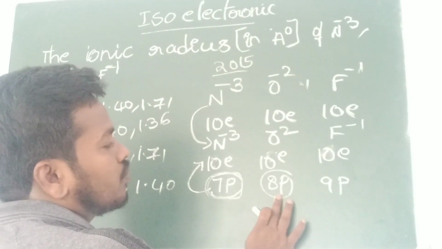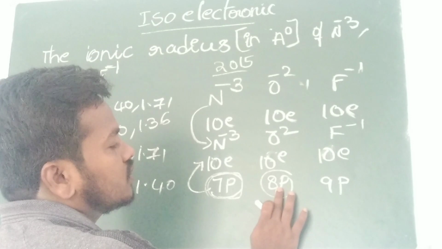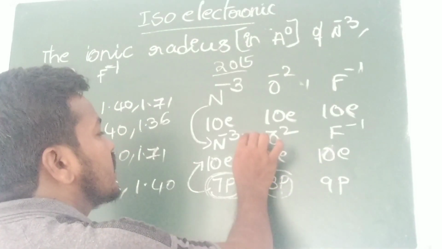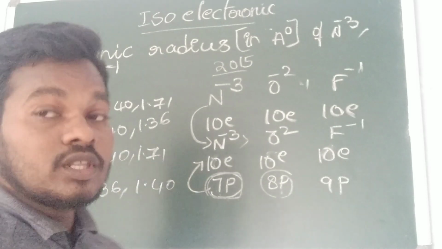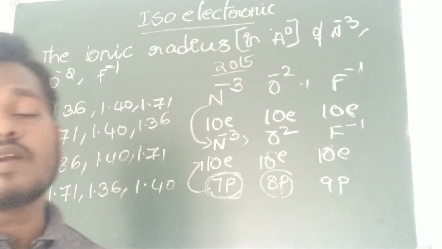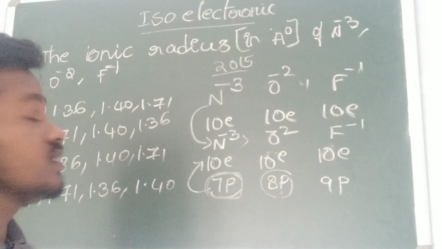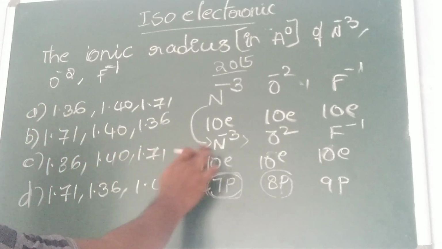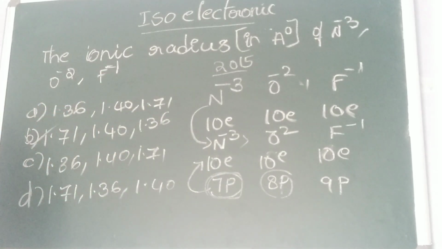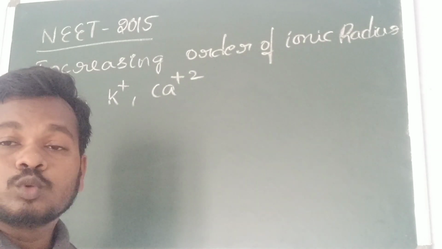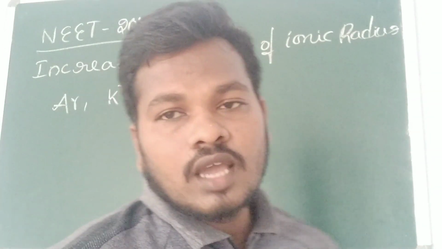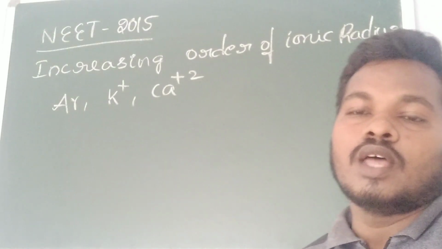Similarly, oxygen has 10 electrons but nuclear charge 8, and fluorine has 10 electrons but nuclear charge 9. Among all these, which has the least nuclear charge? Nitrogen has the least nuclear charge. With less nuclear charge, the force of attraction on the valence shell decreases, so automatically size will be more. So N minus 3 experiences less nuclear charge, so it has the largest radius, followed by oxygen. Next, NEET 2015 asked this question. They have given 3 species.